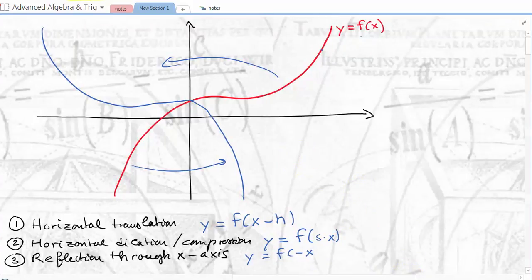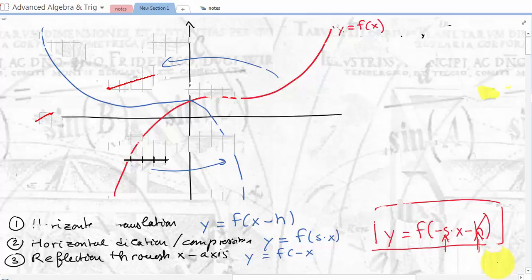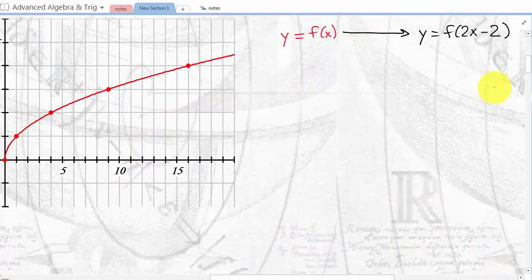What does it mean? Now we want to look at the graph of the function y equals f of negative s times x minus h. Okay, how do we do that? Which one do we do first? Does the order matter actually? Can I just do the translation first and then the compression or dilation, or the compression or dilation first and then the translation? Does it matter? Yes, it does. Let's try to understand the motivation for an order. Let's do that through an example.